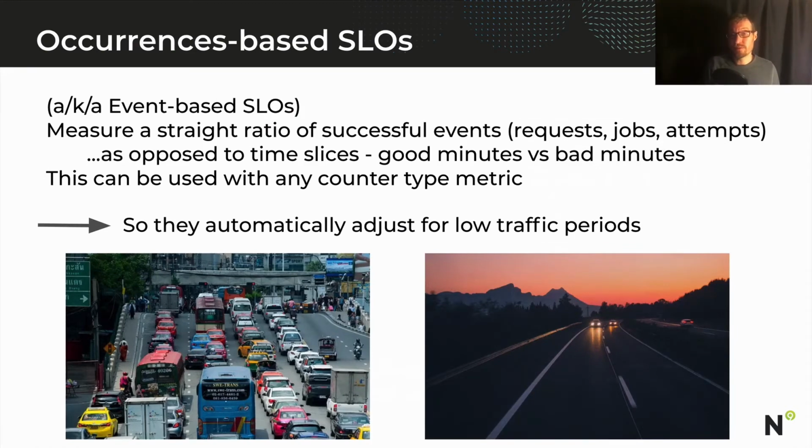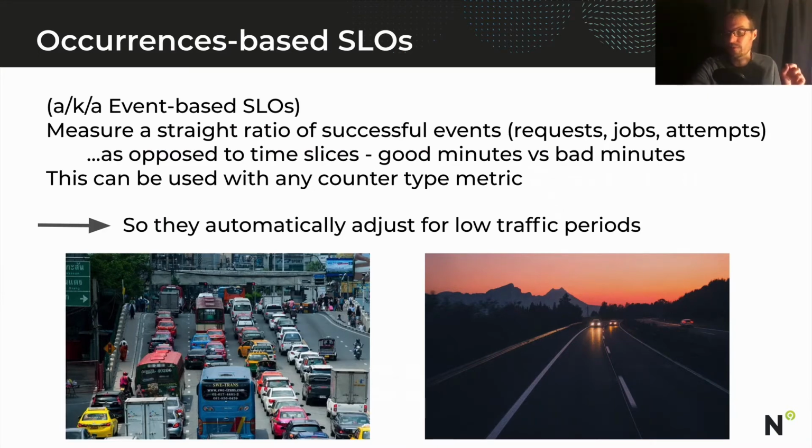Let me talk about occurrences-based SLOs that I mentioned. These are also known as event-based SLOs, and the way they work is they measure a straight ratio of successful events. For example, how many requests succeeded, or how many jobs or attempts succeeded or succeeded within certain boundaries, whether it's time or quality or something else. And this is opposed to a time slices approach that would measure good minutes versus bad minutes. So these SLOs automatically adjust for low traffic periods.